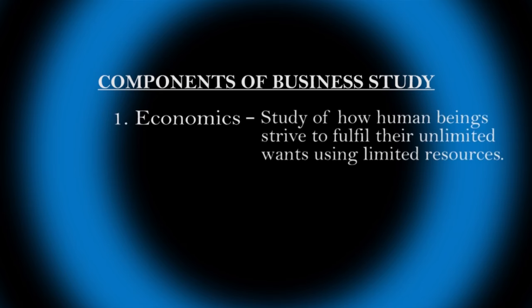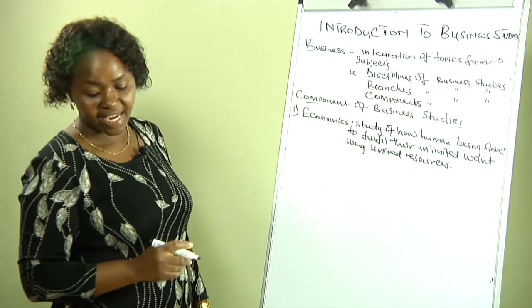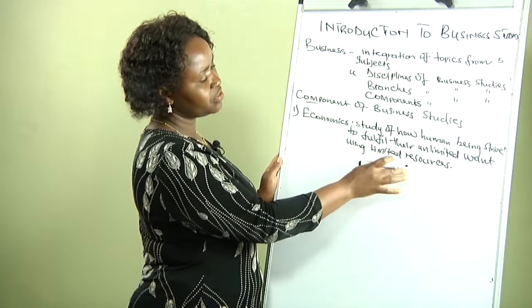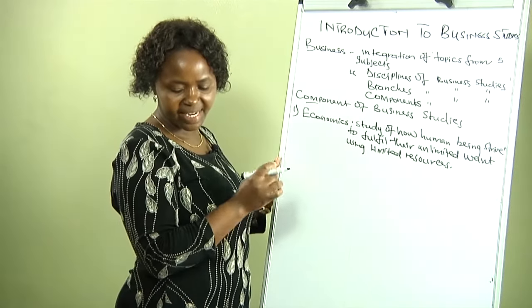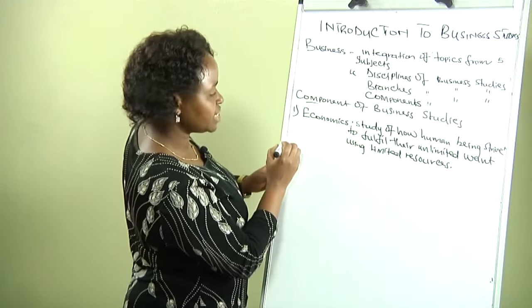This is the study of how human beings strive to fulfill their unlimited wants using limited resources. Human wants are numerous, but the resources to fulfill them are scarce. They are limited and are not available in abundance.